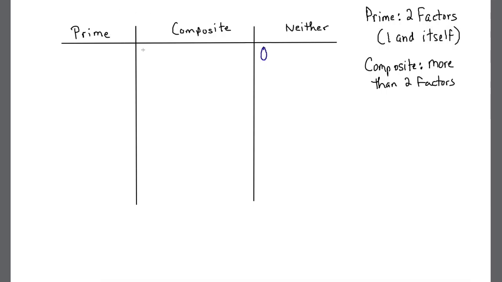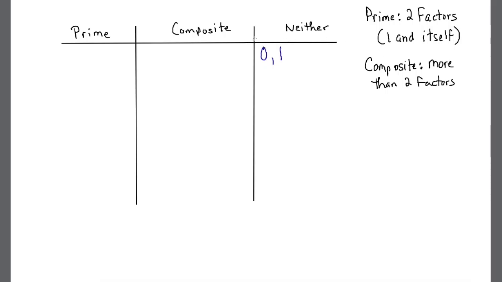All right. So the next number is going to be 1. Now, if we think about it, what numbers will divide evenly into 1? Just 1. So therefore, it's neither prime nor composite. Again, prime numbers have two factors. 1 has only one factor, just itself. By the way, a lot of people get confused. A lot of people say that 1 is a prime number, but it's not. It's going to be neither.